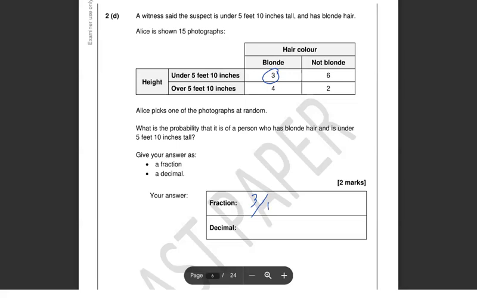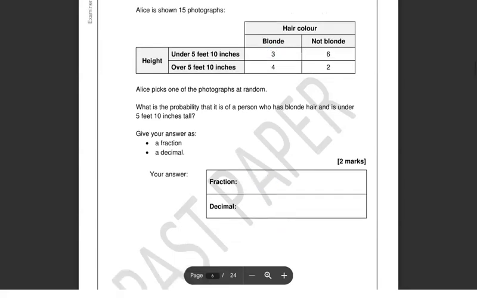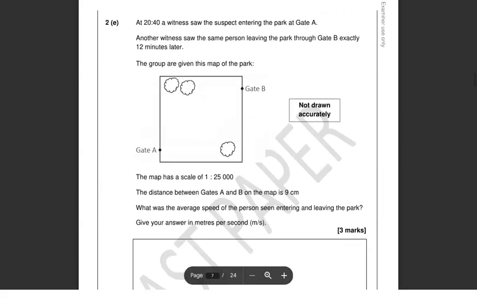Over 50. I go to 45, and go to 0.2. That's in decimal. So if you're asked to give it as a percentage, it's going to be 20%.